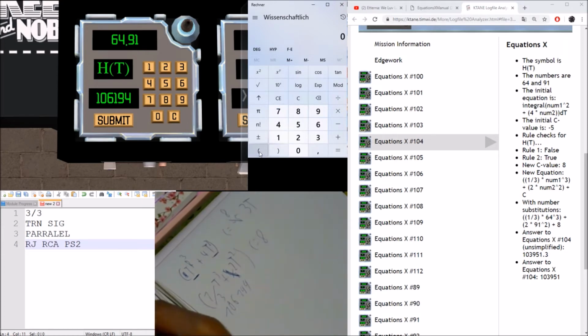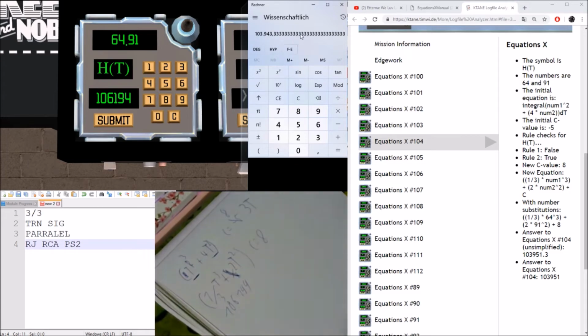So how you type this in is parentheses 1 divided by 3, then you finish the parentheses, times 64. You take the first number 64, and then you cube the number. There we go. This is your first part. Now you add, just plus 2 times 91, and you square that. You have a square here. Equals, then you have this number.